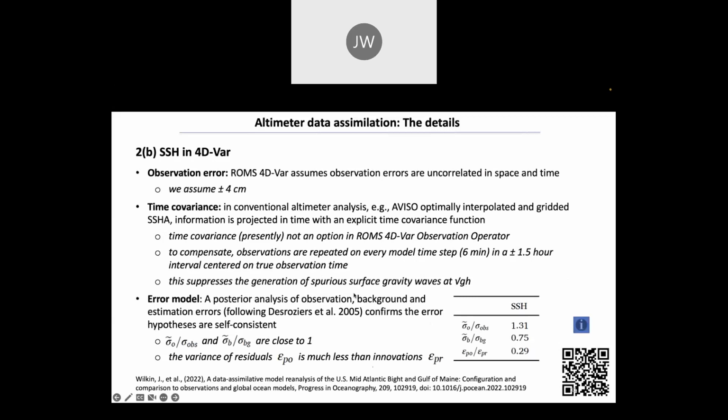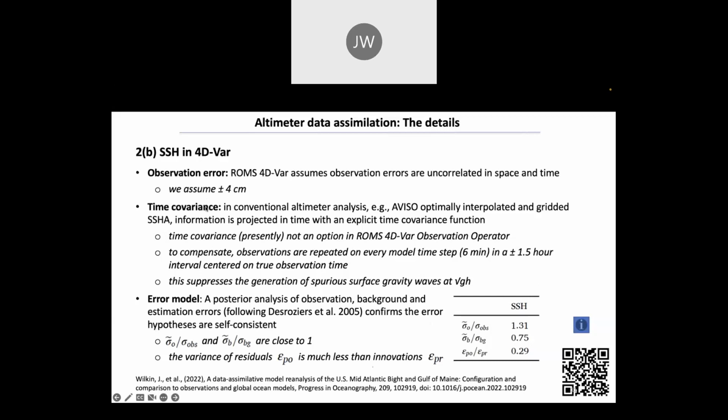for a storm surge. In data assimilation, it's a bit of an art, and it's all about the errors. You really want to have a realistic assessment of what your errors are. We assume plus or minus 4 centimeters for this nadir altimetry. It's just regular 7 kilometer nadir altimetry.